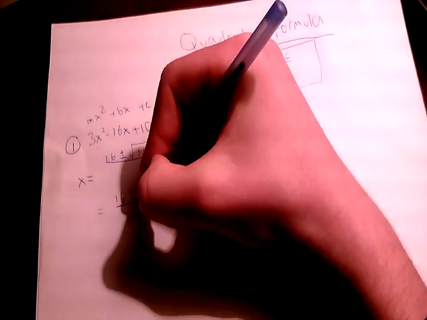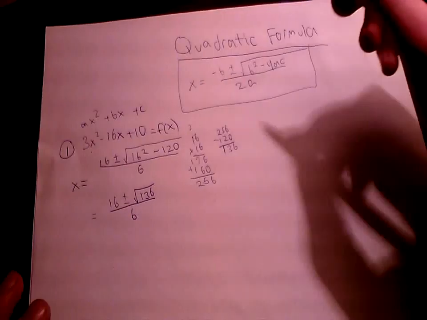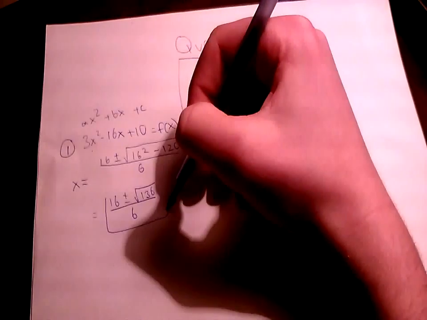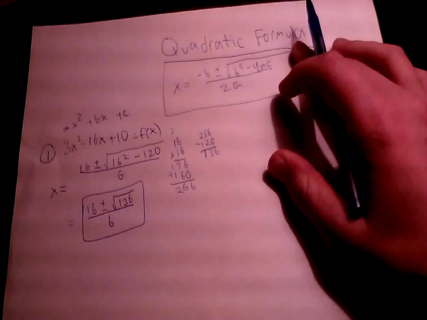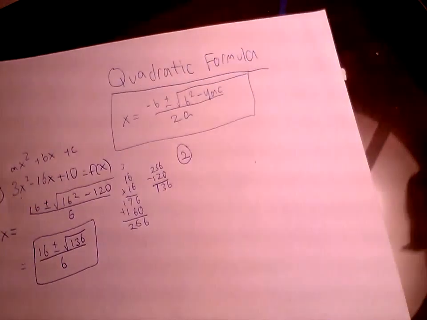The bottom is still 6. Alright, now we can simplify this more, and I know many math teachers would be mad, but I think you understand the process, so we'll leave it here. That's our answer. Now, let's try a second example. I'll just make these up on the spot.